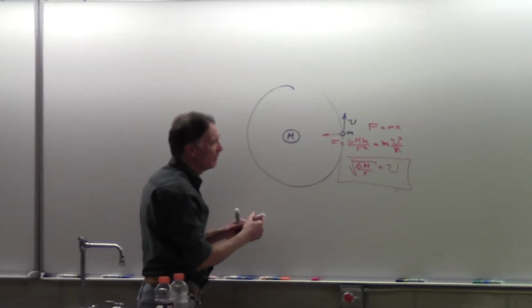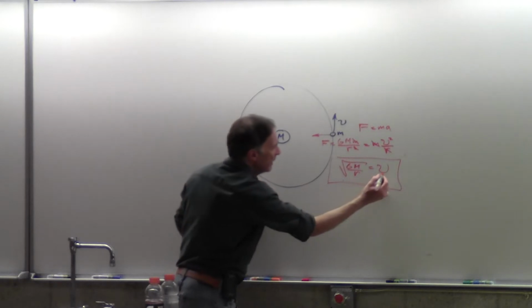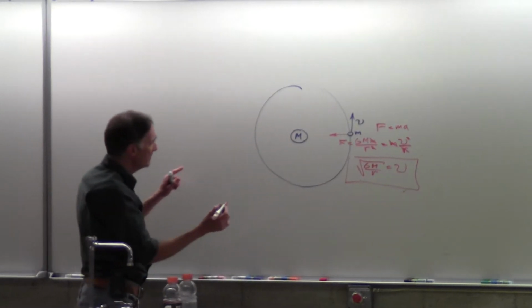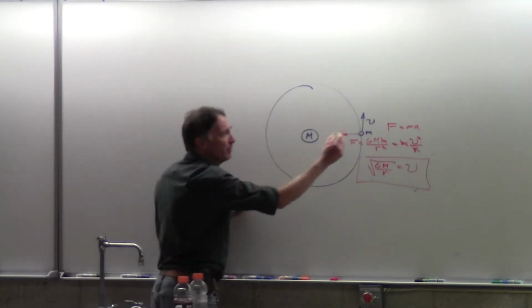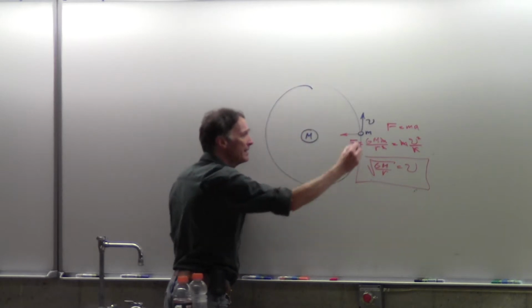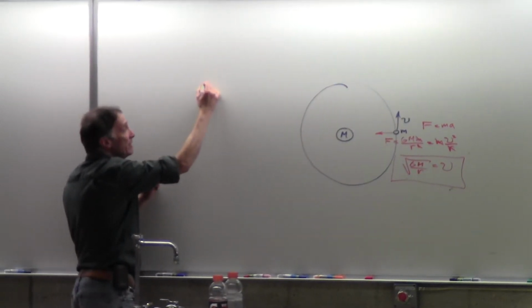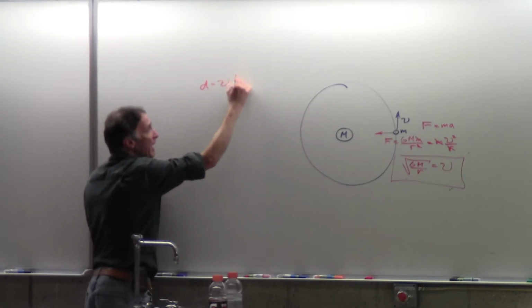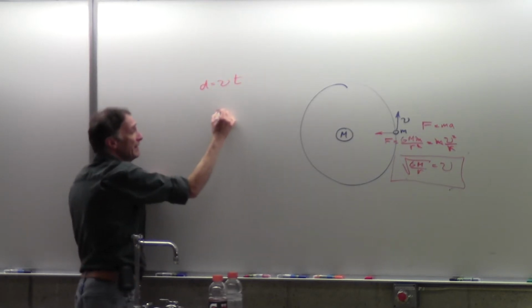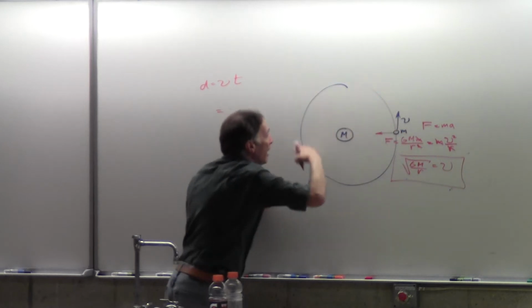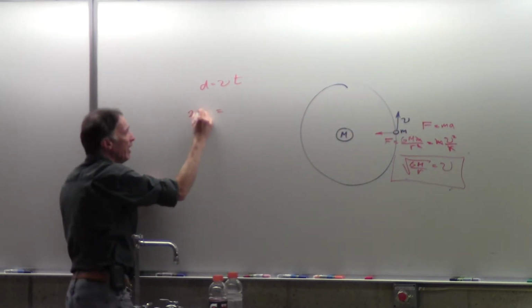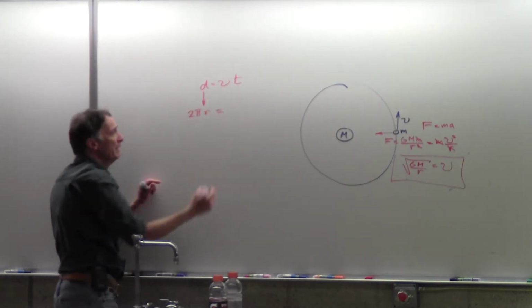Something we can do here also is, once we have that velocity, we can also figure out what's called the period of this thing. How long does it take to go around? The idea that we're playing with is basically distance equals velocity times time. The distance to go all the way around is going to be 2 pi times r. That's going to be d.